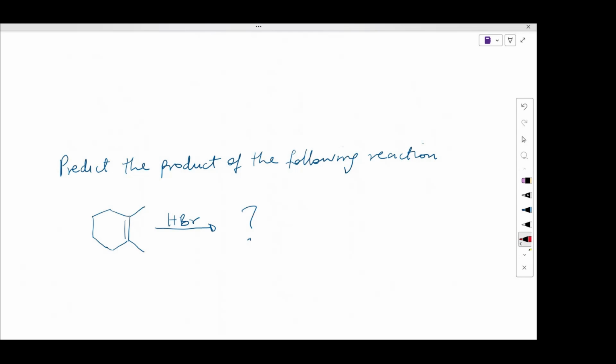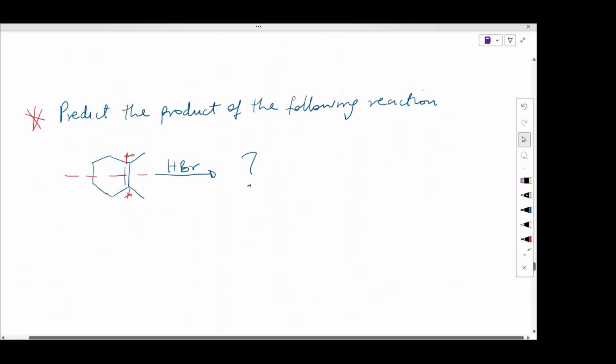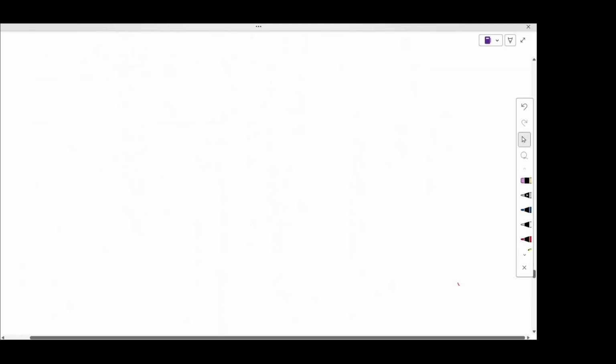This question asks us to predict the product of this reaction. The first thing we want to do is to consider the regiochemistry of this reaction. Now, regiochemistry is relevant because there is a plane of symmetry in this molecule. That means the hydrogen can add to any of these two carbons, and the bromine can also add to any of those two carbons. It doesn't matter. Next, we have to consider the stereochemistry of the reaction.